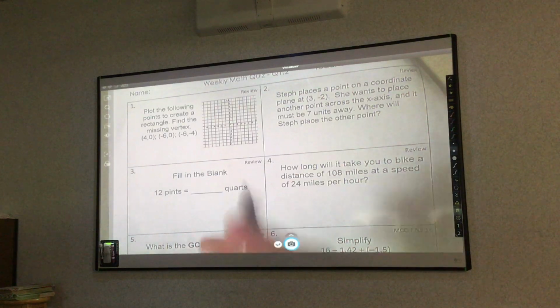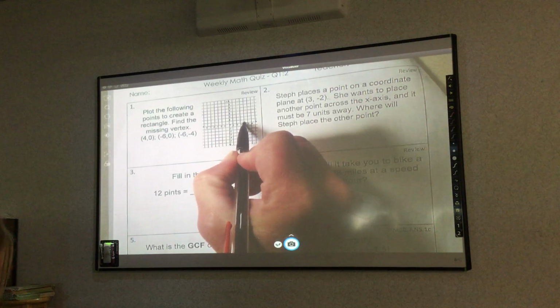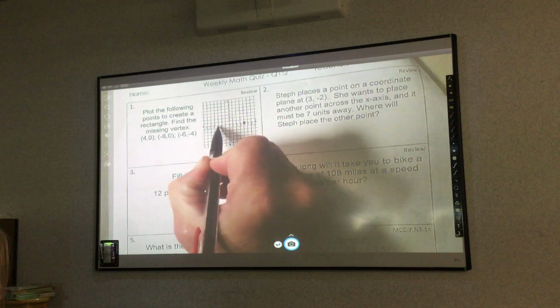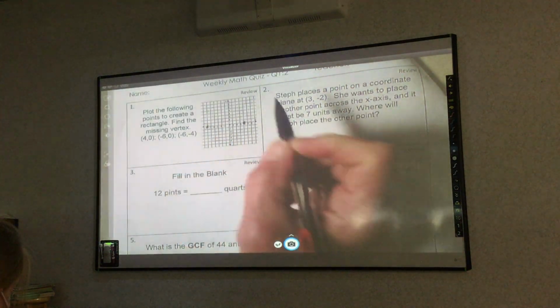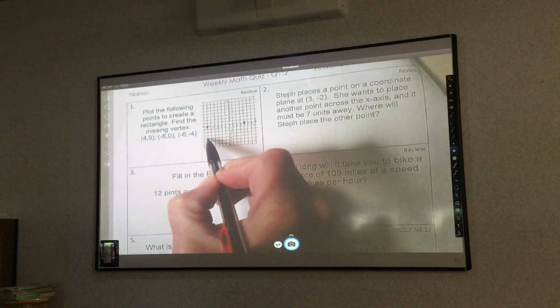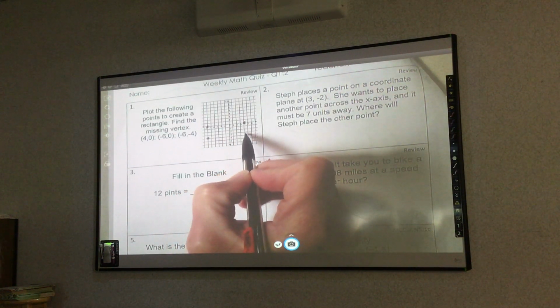Find the missing vertex. So I go over 4, up nothing. So there's my first dot. And it's a -6, 0. So I go over to the -6. 1, 2, 3, 4, 5, 6. I count them because sometimes those numbers are not right. And I don't go up any. And I go over to the -6, then down 4. 1, 2, 3, 4. So for my rectangle, I need to go over 4 and down 4.